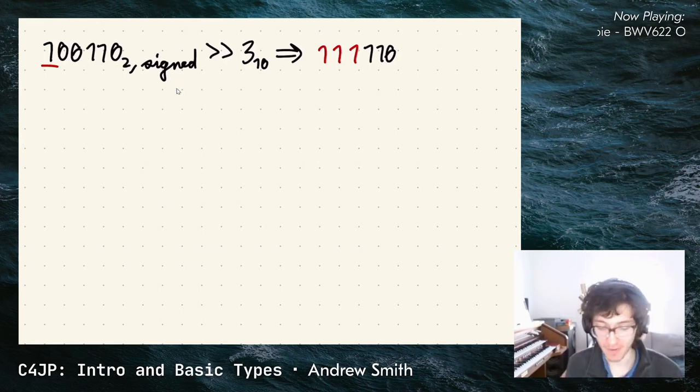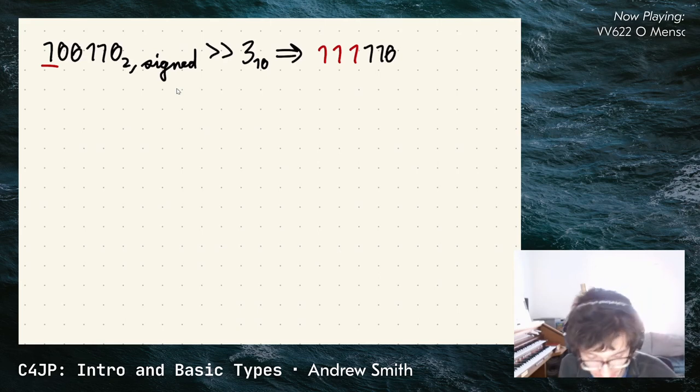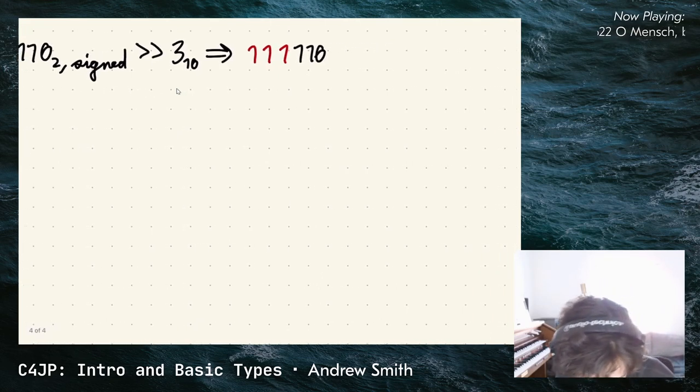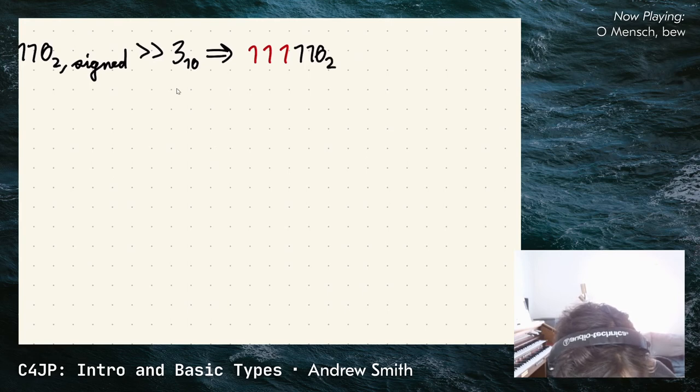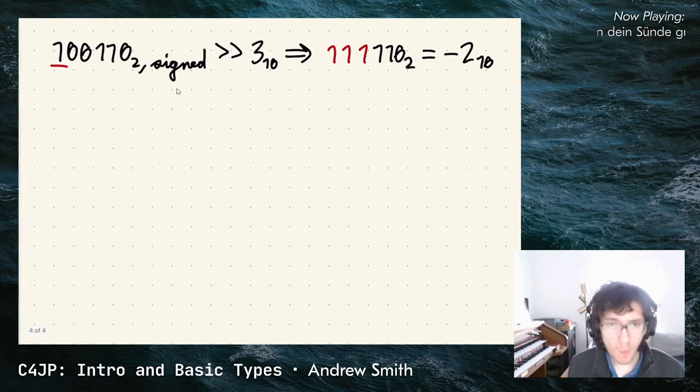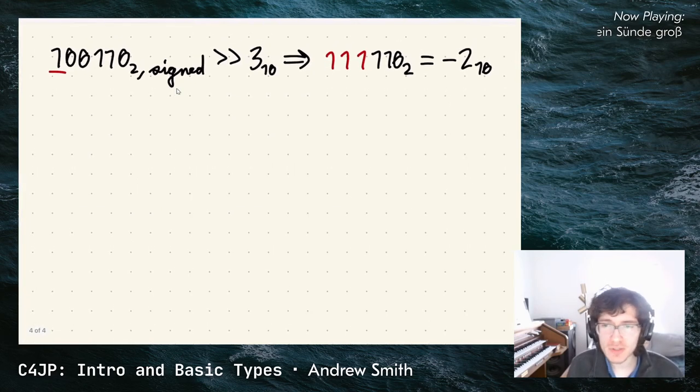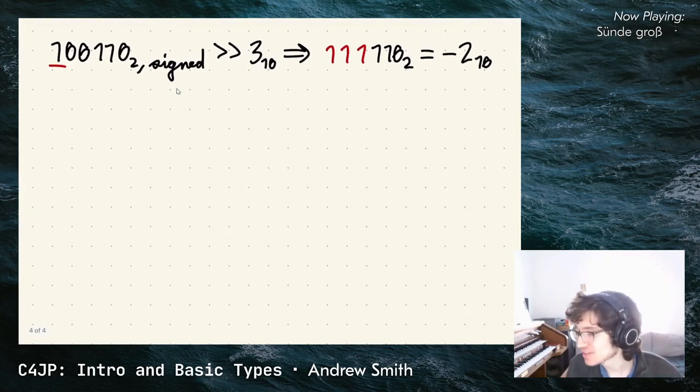Okay, so now why do we do this, right? You're kind of like, oh, okay, I see this is a thing that we can do. And by the way, this is equal to a value of negative 2 in base 10. But why on earth do we do this? Why do we do this sign extension stuff?